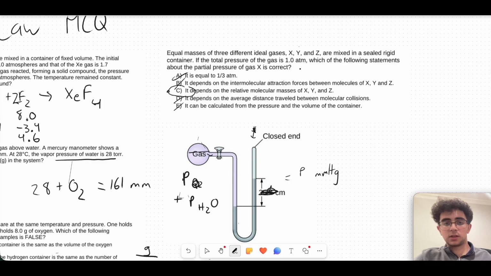What I mean by that is even though there's equal masses, so each one could have 5 grams, this one could be 5 grams of hydrogen. So 5 grams of hydrogen is going to be like 2.5 moles of hydrogen, while this one could be 5 grams of oxygen, which is obviously way fewer moles, like a fourth of a mole. So it depends on their molecular masses or molar masses.